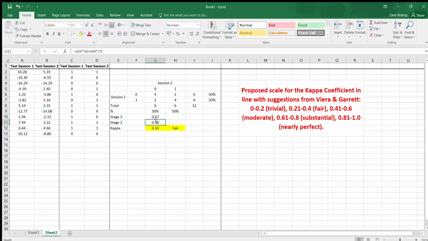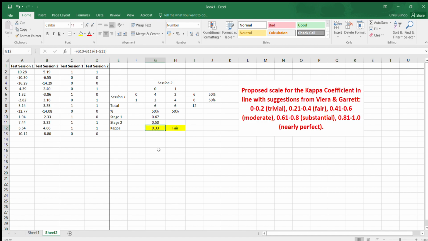Stage 2 is a little bit more complex, okay? This is where we take G9, which is our first 50% value, we multiply it by J6, which is our next 50% value, then we add that to H9 and J7. So this is what it looks like here. Essentially what we're doing is taking this percentage value, multiplying it by this percentage value, and then adding that on to this value multiplied by this value. And because all our percentages are 50% in this particular example, you can see that we come out at 0.5.